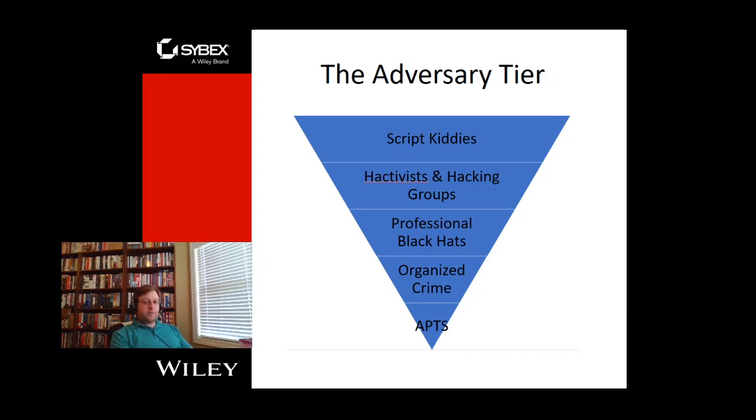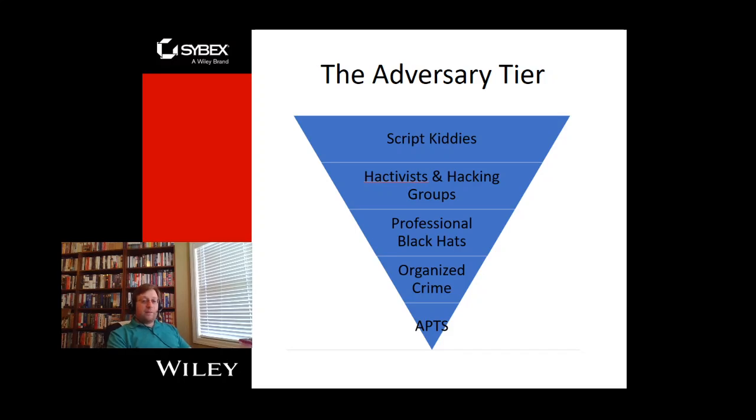Hacktivists and hacking groups, and these are groups like Anonymous, are a little bit more rare, but they generally have a little bit more knowledge. So they're going to be a larger threat, even though there are fewer of them. And you can just keep going through this and see how this ends up being true. Professional black hats are going to be people that hack for a living. Organized crime, you're probably even less likely to run into, but they may have even more expertise.